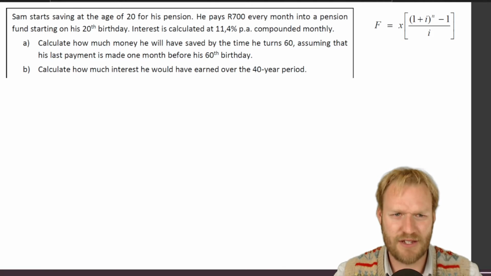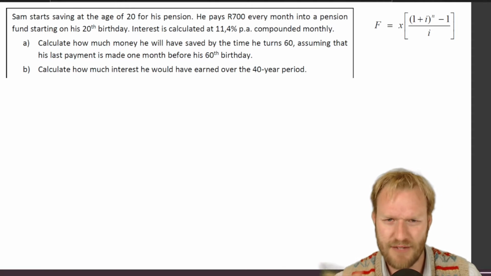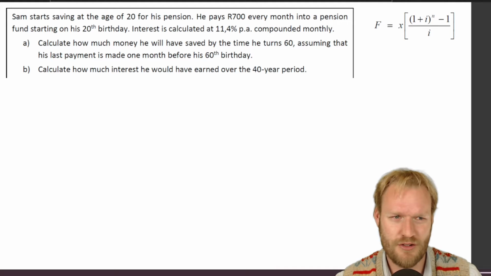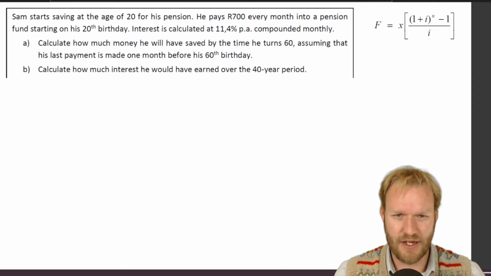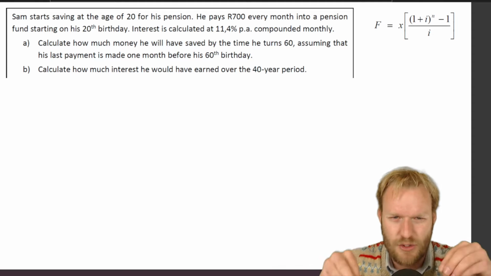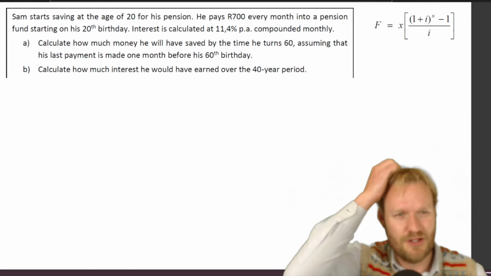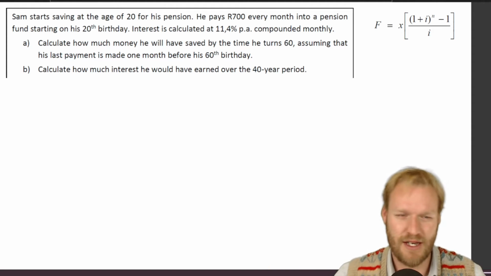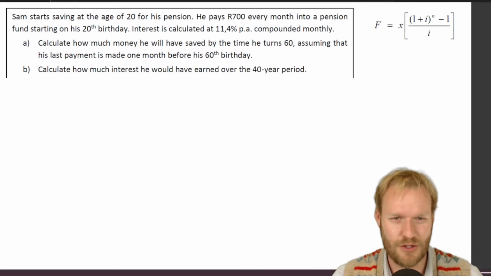Sam starts saving at the age of 20 for his pension. He pays 700 Rand into a pension fund starting on his 20th birthday. Interest is calculated at 11.4% per annum compounded monthly. Okay, so we've got the idea, the story. A certain person at 20 starts paying money every month so that when they retire, they've got a whole lot of money to withdraw.